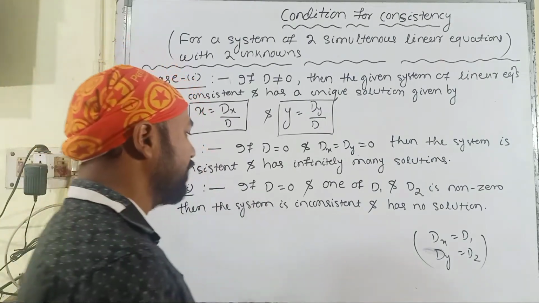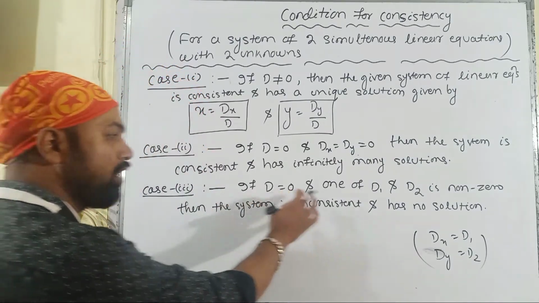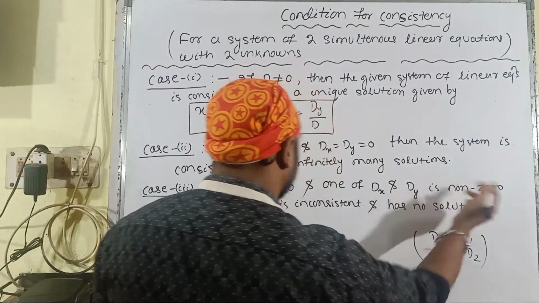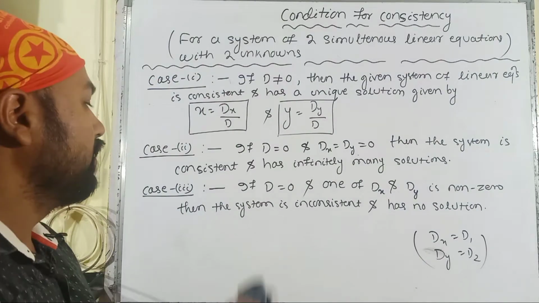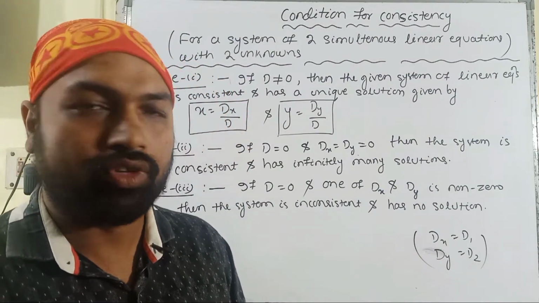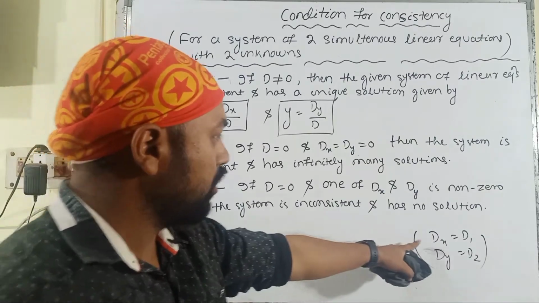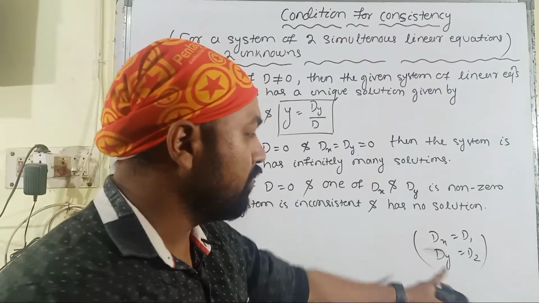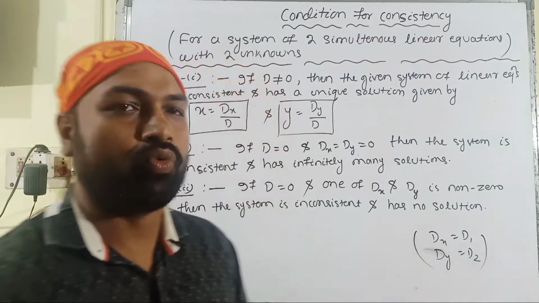Similarly, in case number 3, if the value D is equal to 0 and one of Dx and Dy is non-zero, then the system of linear equations is said to be inconsistent and has no solution. Here you have to concentrate on the values Dx and Dy. Here Dx you can write as D1 and in place of Dy you can write D2.